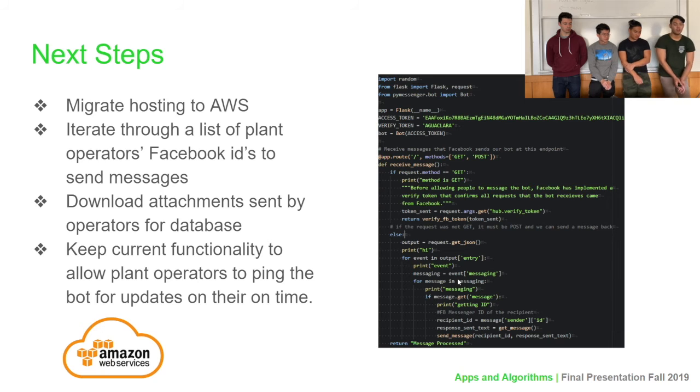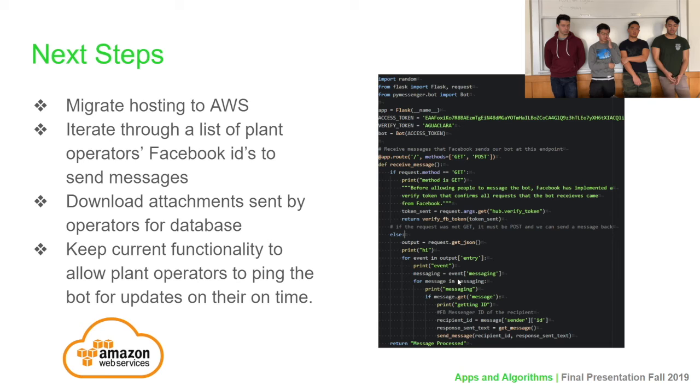Along with the things that Will just mentioned that we would have to work on for next semester, some of the next steps that we want to take is to migrate hosting to AWS, because we don't want to run the script from someone's laptop locally. It would be really helpful to have this running remotely on maybe an EC2 instance, a virtual machine that we can host remotely. Another thing we want to do is iterate through a list of plant operator Facebook IDs and ping them automatically on maybe a bi-weekly or bi-monthly basis to let them know the updates that we're trying to share. This would be a lot easier than having someone message them every single time.